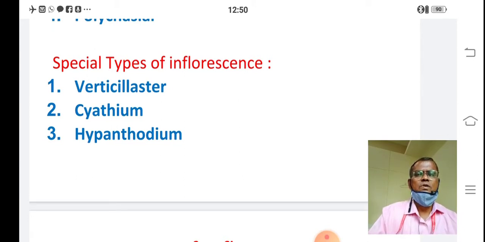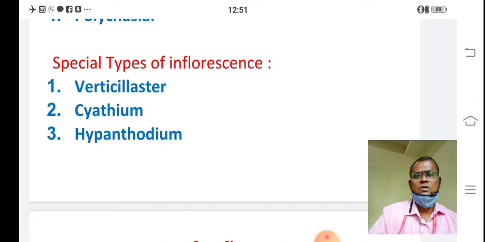A good example of verticillaster is your ocimum, meaning tulsi, we say. The tulsi is showing the mixed cymose and racemose inflorescence. Cyathium, good example is the fig or the banyan tree fruit is there. अंजीर असेल किंवा उंबर असेल त्याला आपण सायथियम म्हणतो.